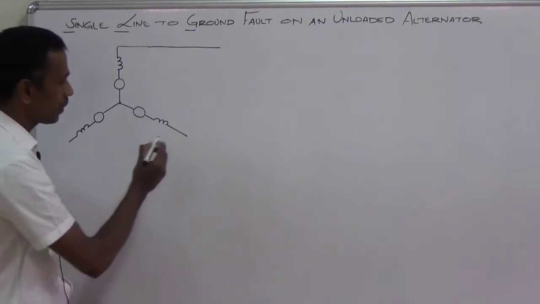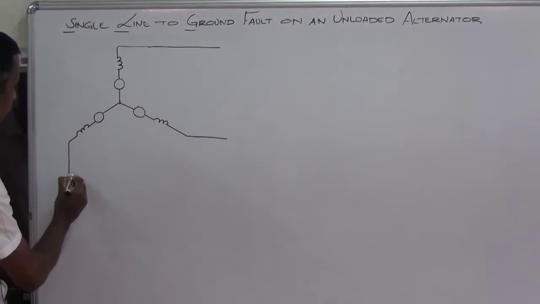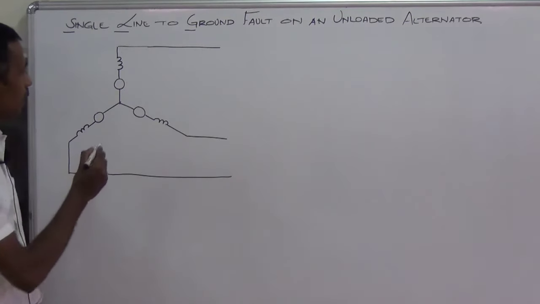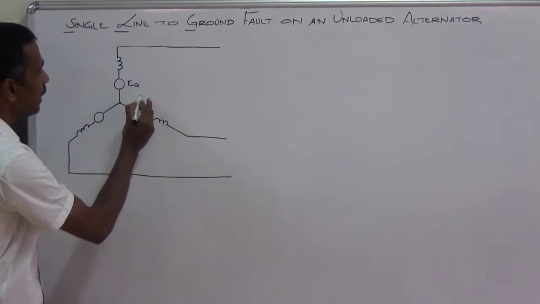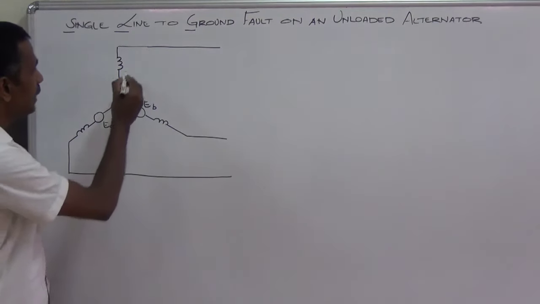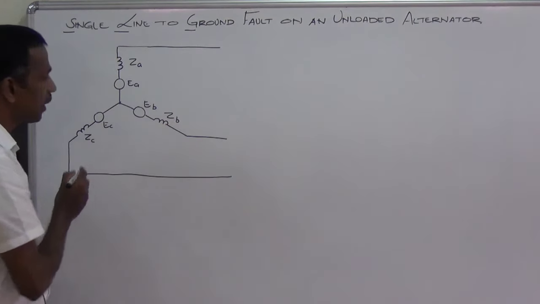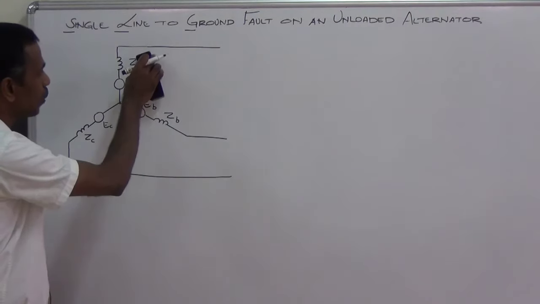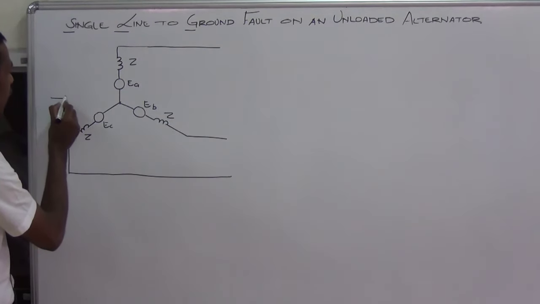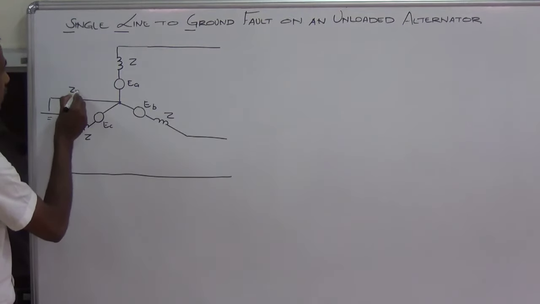This is our A phase. This is the B phase. This is the C phase. The three phase voltages are EA, EB and EC. The phase impedances ZA, ZB and ZC. The three phase impedances are equal, so we can mark this as Z. And we have a neutral grounding impedance. This is Zn.